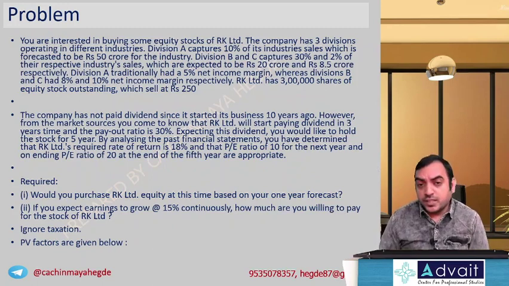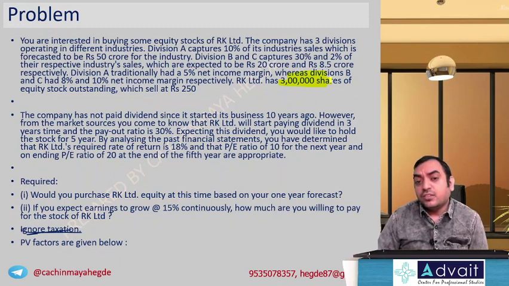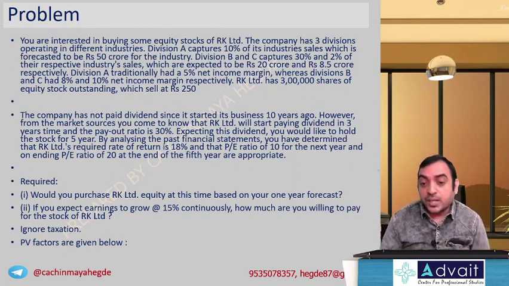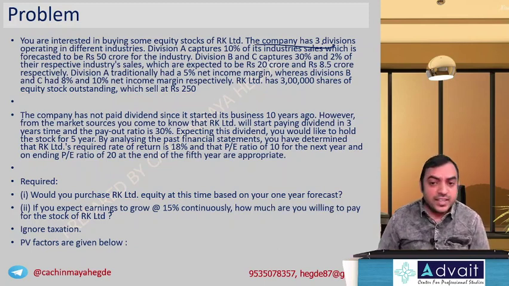Now, to compute EPS, we require profit after tax divided by number of shares. Ignore taxation, so after tax not required. A simple profit is sufficient. Number of shares do we have? Yes, we have 3 lakh shares. Then what else we require? Income of the company. For income of the company, they said company has 3 divisions, division A, division B, division C.